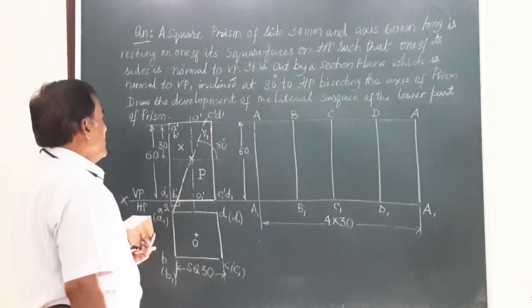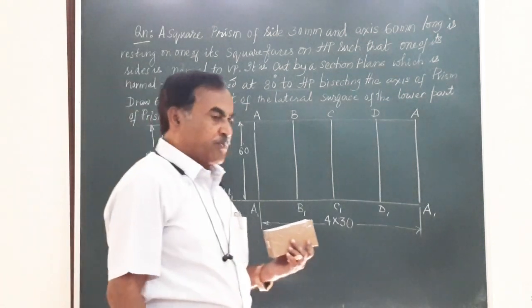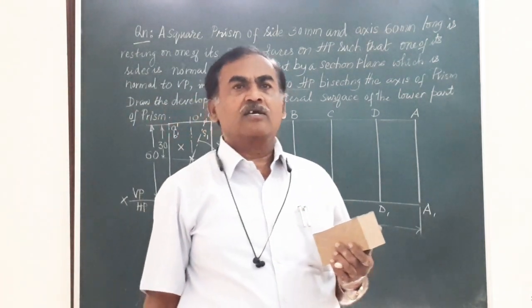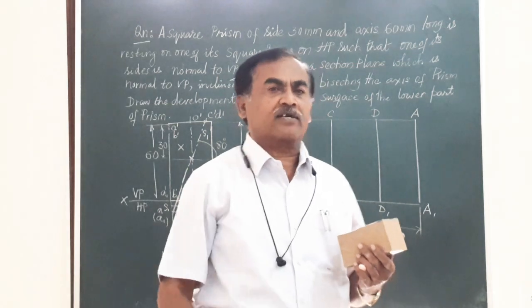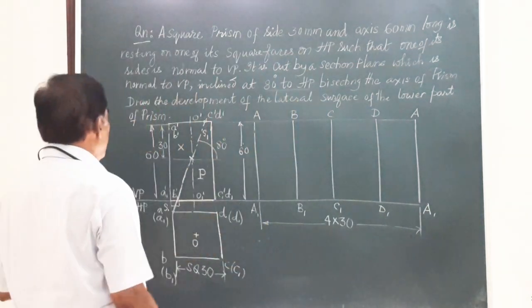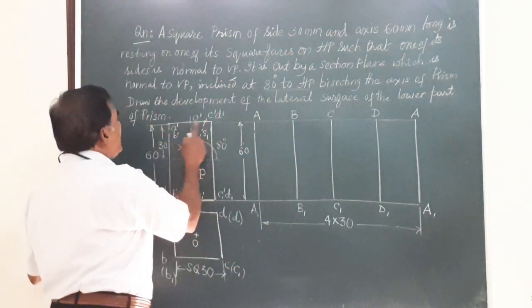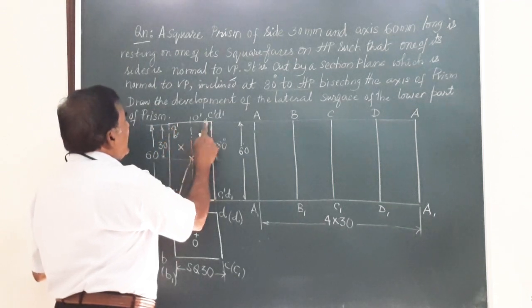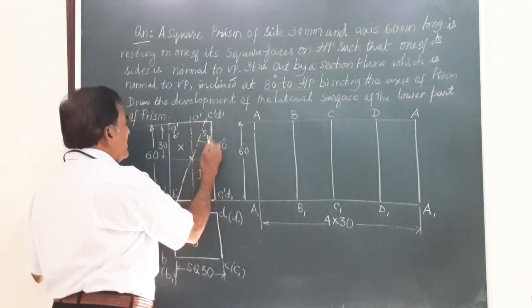Now friends, let us take the points where the section plane is cutting the top and bottom faces. Friends, if you see here, the top face A dash, B dash, C dash, D dash is cut here.